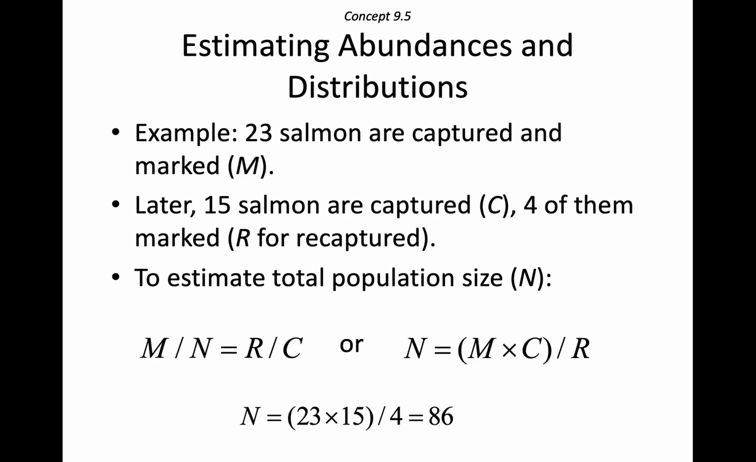We use that information, okay? And then N is our total population size. What you can see is if you multiply M, the number during the first mark, times the second recapture, and then divide that number by the number recaptured, you get an estimate of 86 individuals in that population. Okay, so I would be able to do a simple calculation like this to estimate population size.